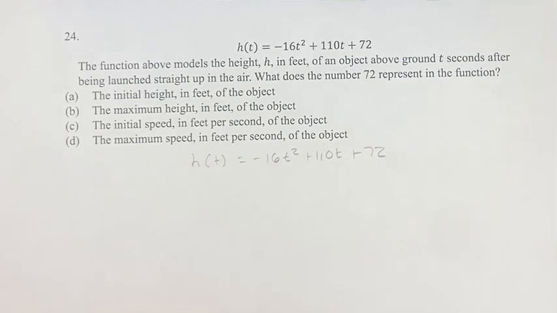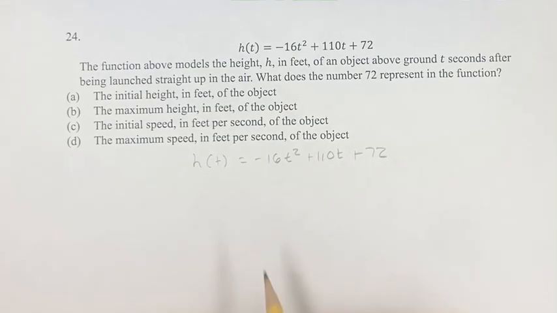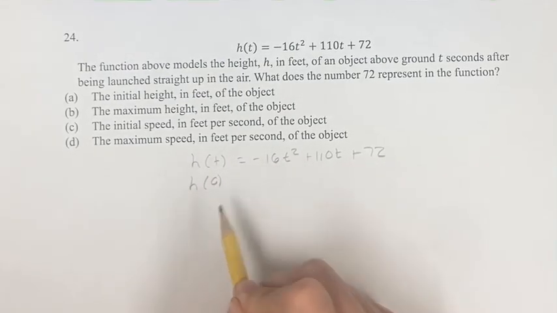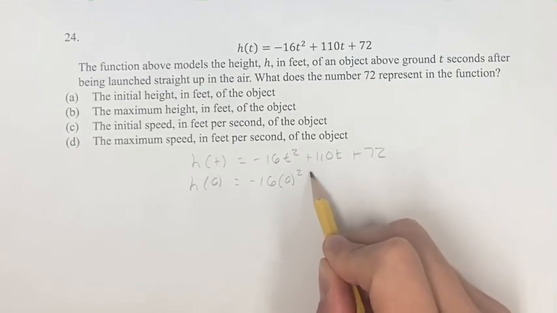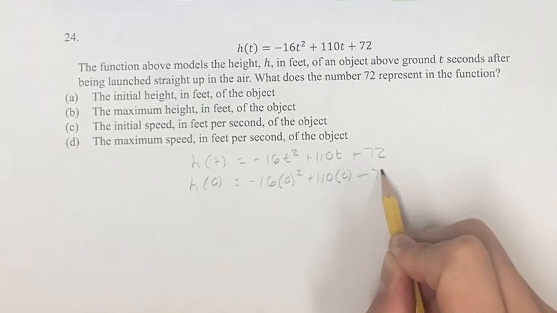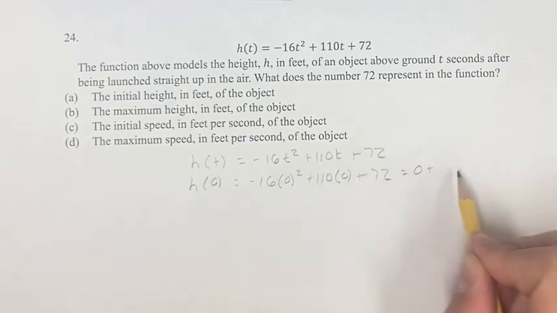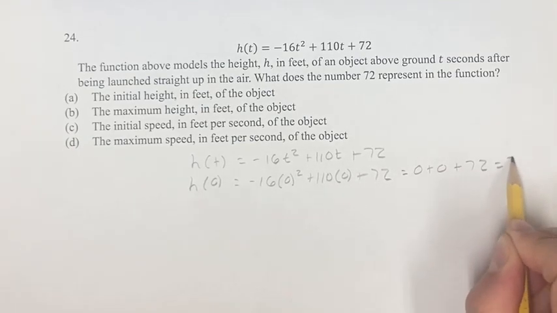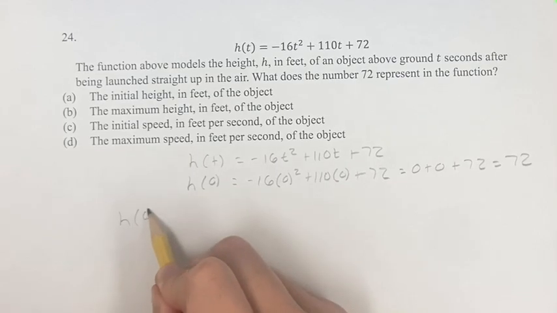The way to think about this is, if you notice, the 72 is the only term here that doesn't have a t in it. So if you plug in 0, h of 0 is equal to negative 16 times 0 squared plus 110 times 0 plus 72. This is equal to 0 plus 0 plus 72, which is just equal to 72. So h of 0 equals 72.